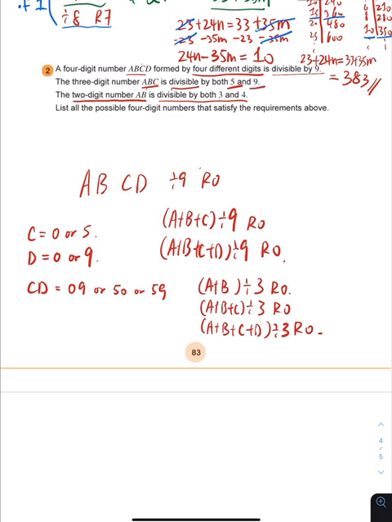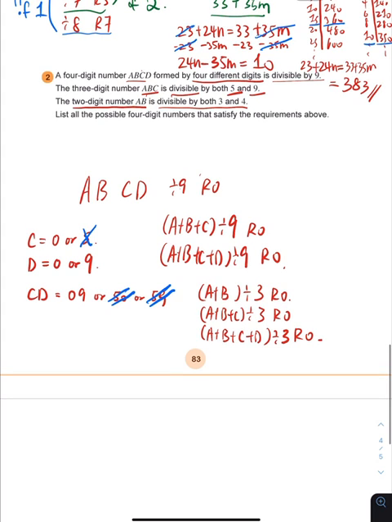A adding B divided by 3 has remainder 0, and after adding C to A and B divided by 3, it still has remainder 0. After adding D to it, it still has remainder 0. Which means that C cannot be 5. Right? Because if I am adding 5 to a multiple of 3, after dividing 3, it's going to have a remainder 2. It's not going to have a remainder 0. So C is not 5, which means that CD can only be 0, 9.